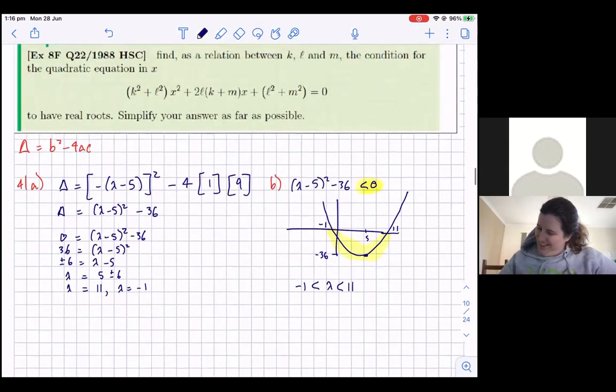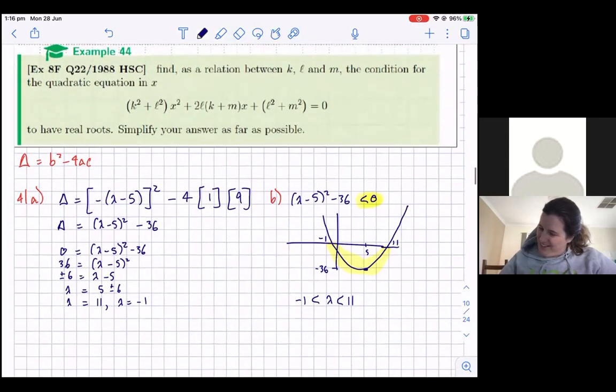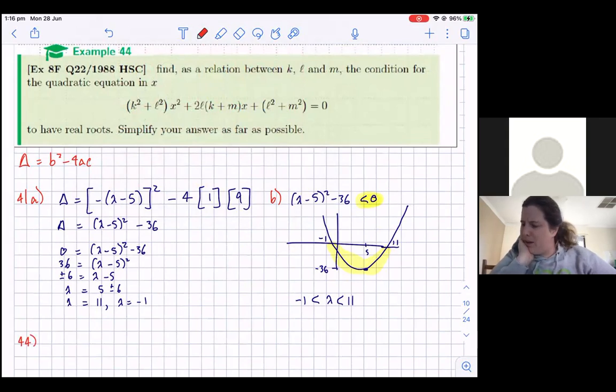Okay. This next one was a doozy. We did it on the revision day and it was satisfying to complete. Oh no, we didn't do it on the revision day, we did it last day of term. Find as a relation between K, L, and M, the condition for this to have real roots. Simplify your answer as far as possible.